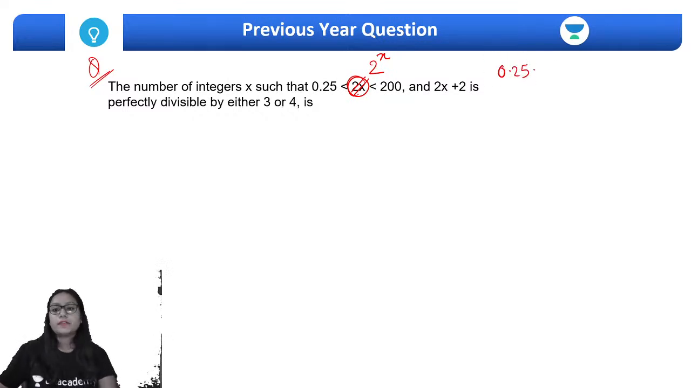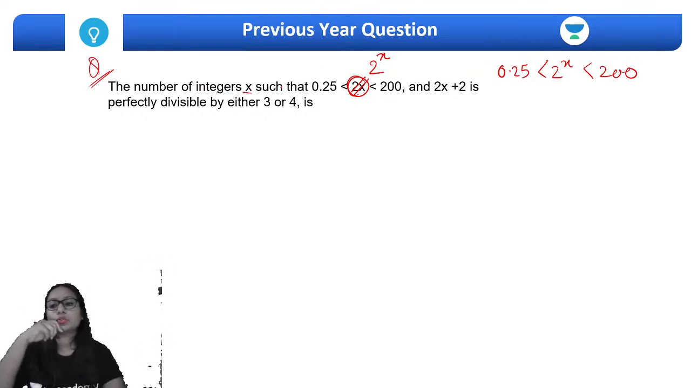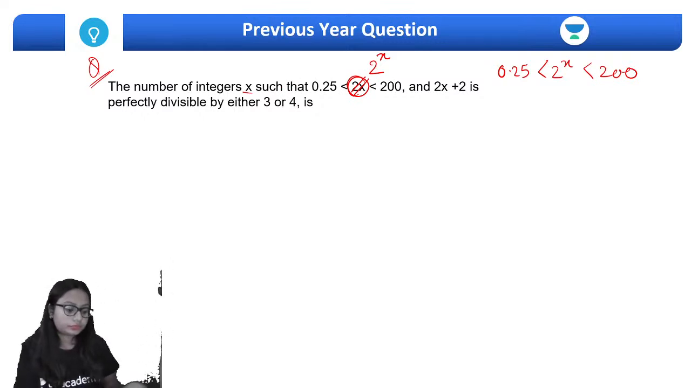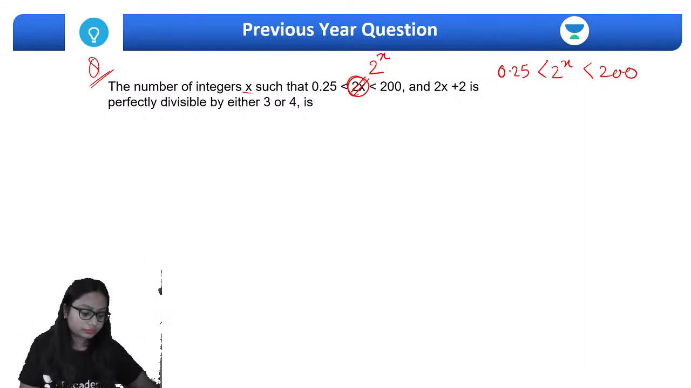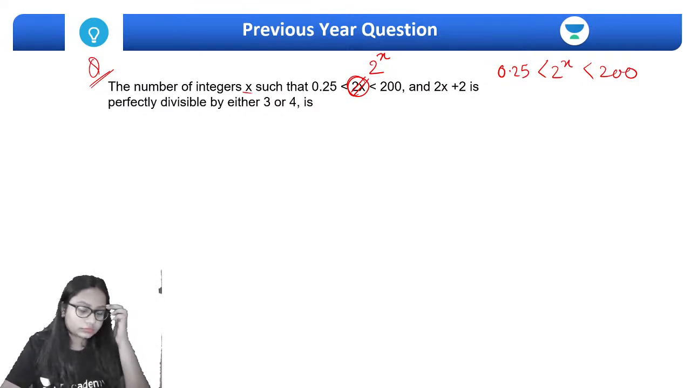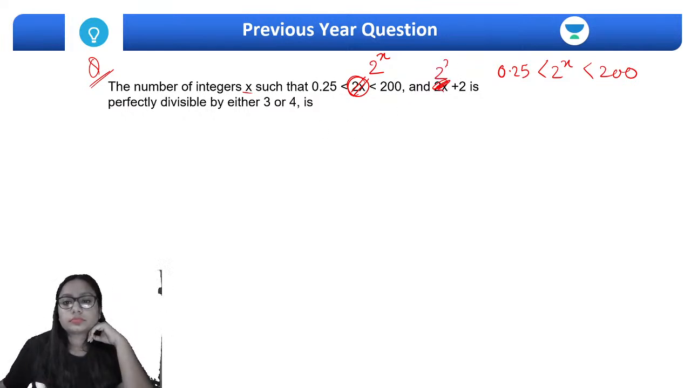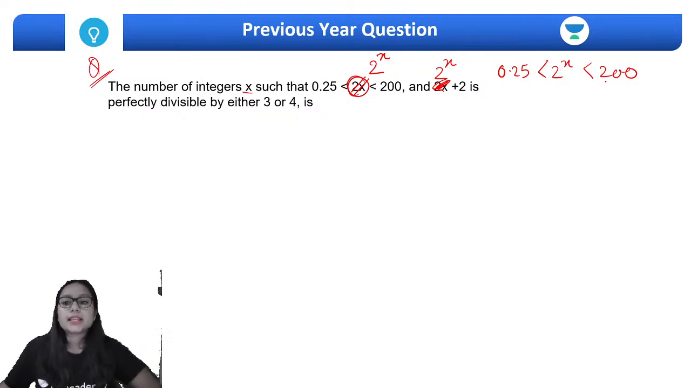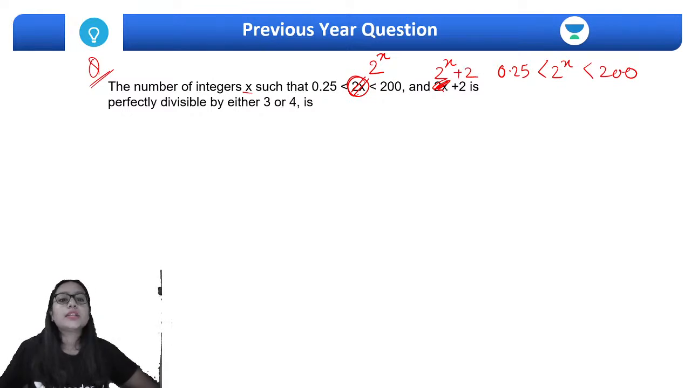Okay, so the inequality is 0.25 is less than 2 raised to the power x is less than 200. Find the number of integers x, total possibilities for integers x. Okay, please solve. This is also 2 raised to the power x. So the number of integers such that 0.25 is less than 2^x is less than 200 and 2^x + 2 is perfectly divisible by either 3 or 4. Yes, please try to solve.